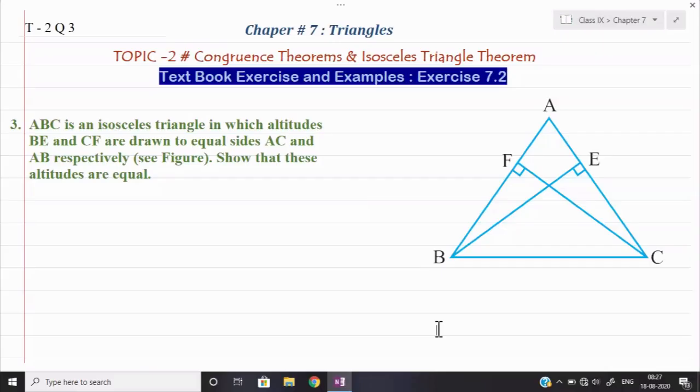Further, it is told to us that the sides AC and AB are equal. So we have to show that the altitudes are equal. We have to show BE and CF are equal. Two things are given here. BE and CF are altitudes, means they are forming the perpendicular at the point E and at the point F. Second thing, side AB and side AC are equal. So let us see how we can do this question.